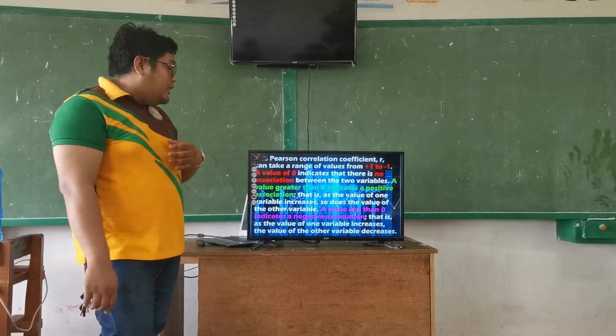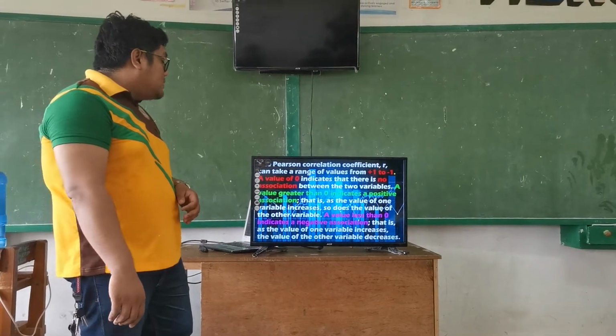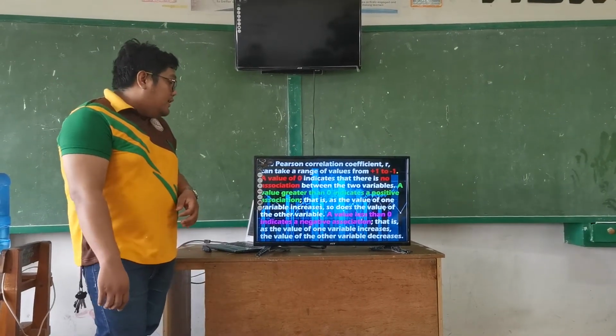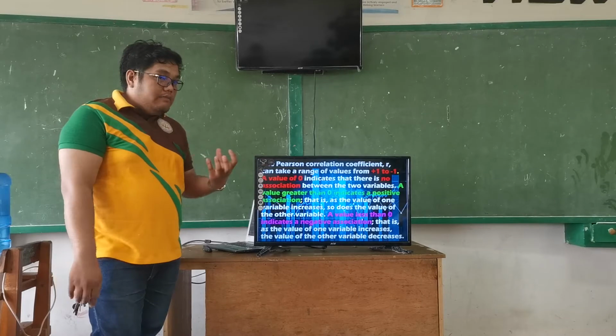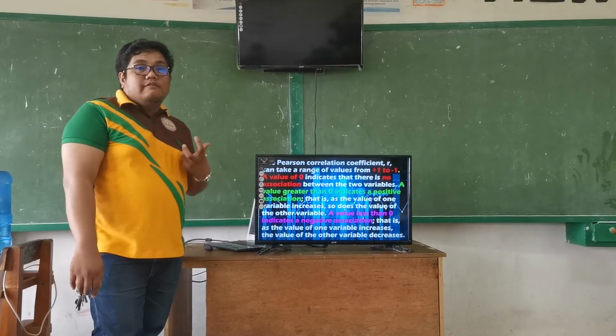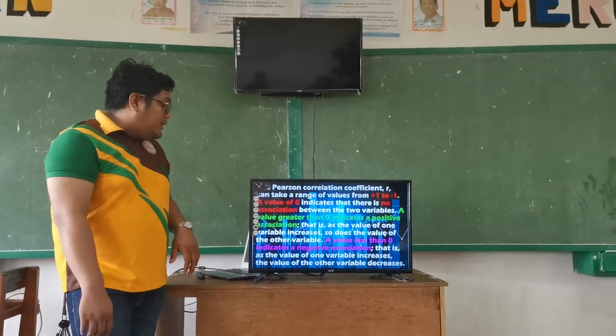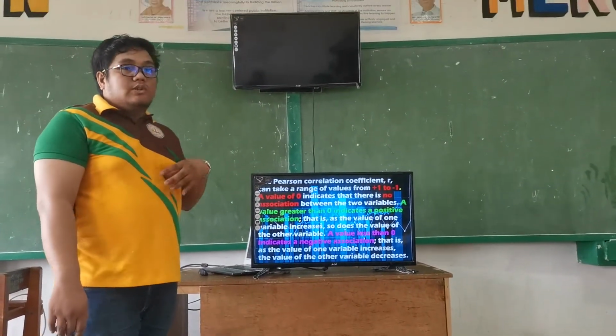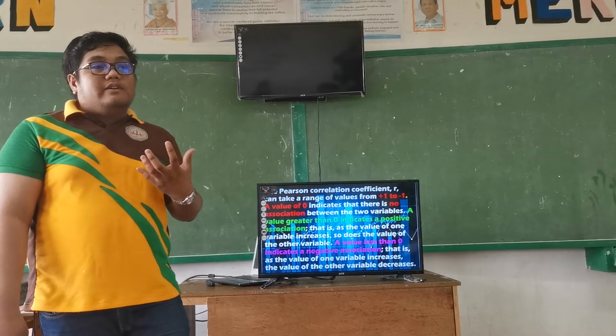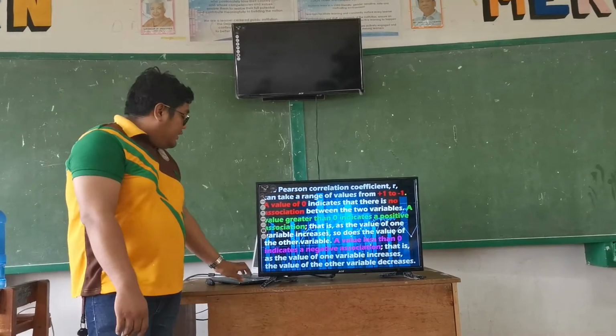A value greater than 0 indicates a positive association. That is, as the value of one variable increases, the other value will also increase. A value less than 0 indicates a negative association. So that would be, if one variable increases, the other would decrease.